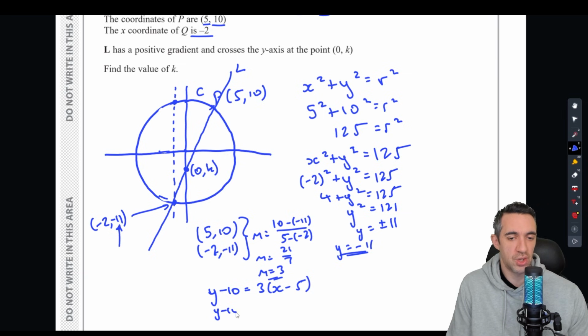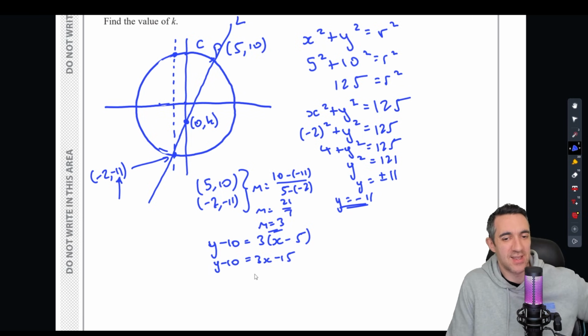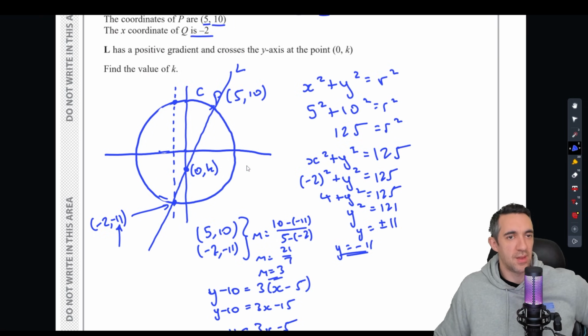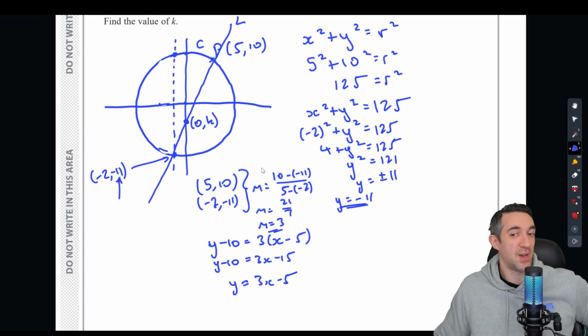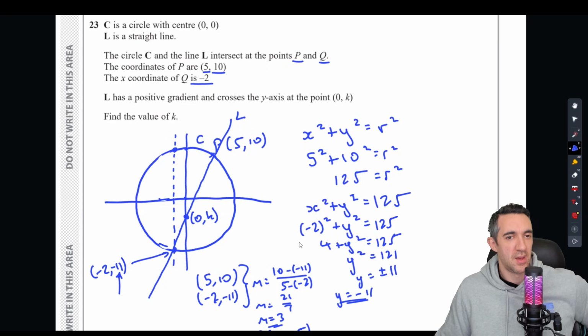I don't want to risk this, because if I write y equals 3x minus 5, they can't give me a mark for that, surely. They might. Well, this is the thing: they might have decided after they do the paper, they have a little review of the mark schemes and say maybe we give it for just writing y equals 3x minus 5. But surely that wouldn't be okay in this case. It says very clearly find the value of k, and it's 0, k.